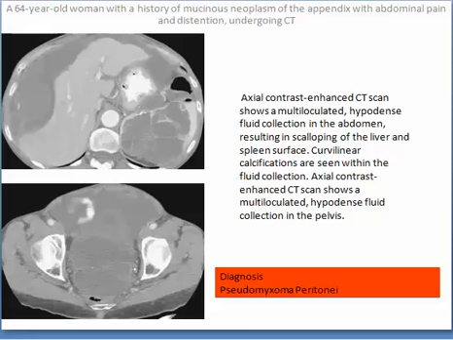Multiloculated hypodense fluid collections in the pelvis, or low density, better to make it low density masses, because it may be gelatinous material and not fluids, not simple fluid. And this is the typical appearance of pseudomyxoma peritonei.